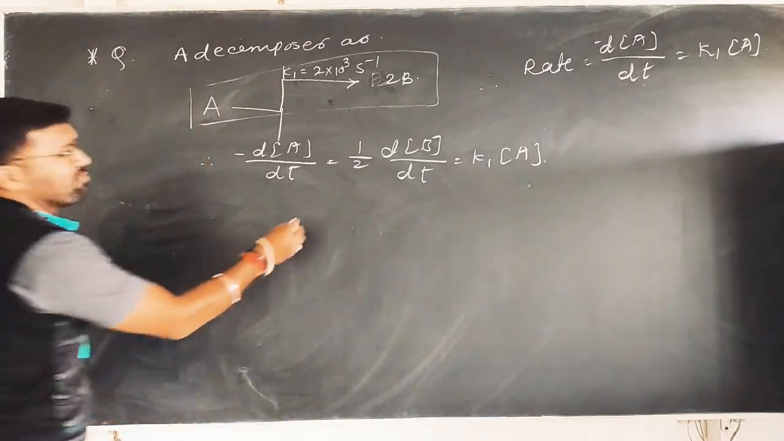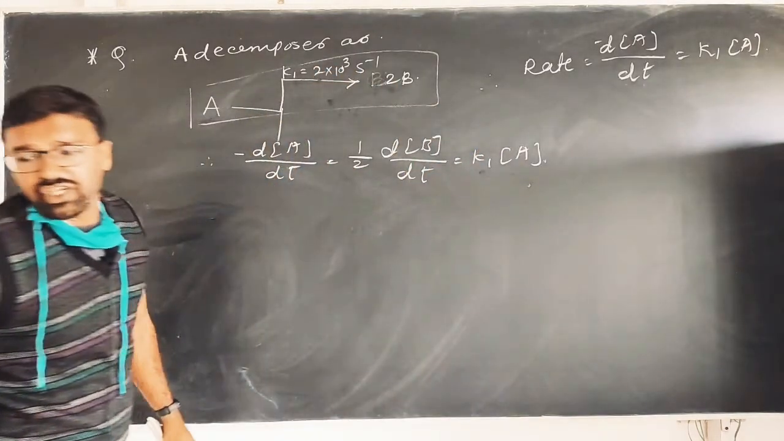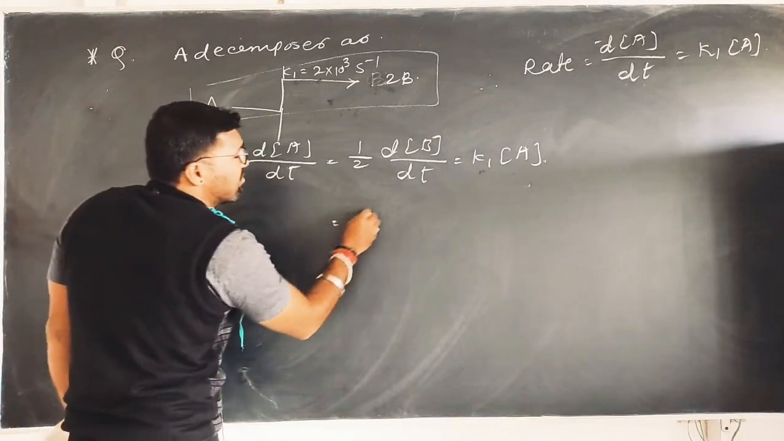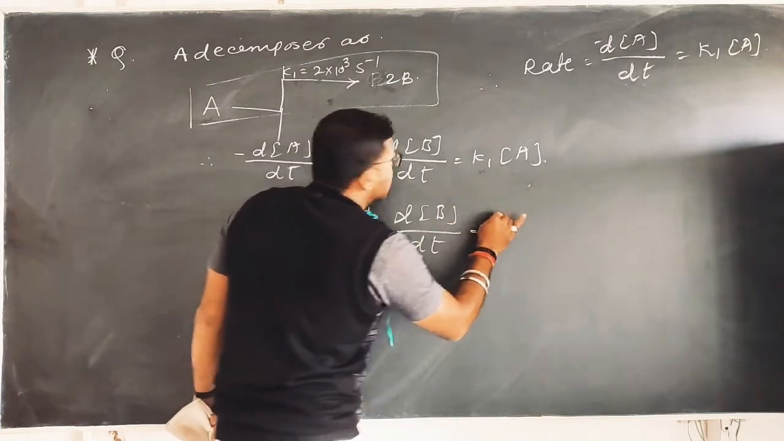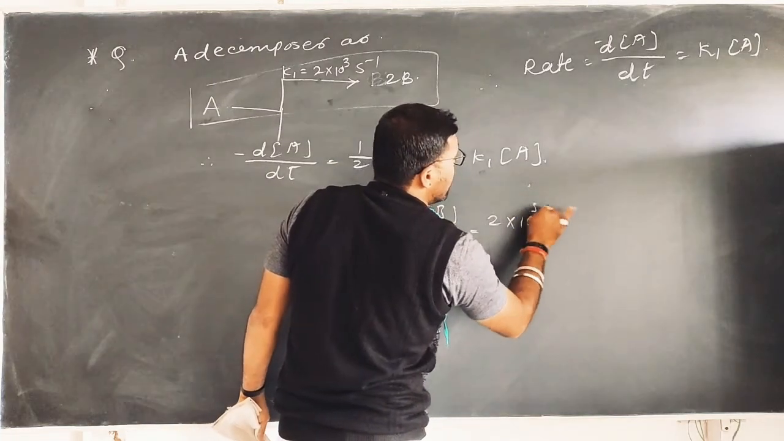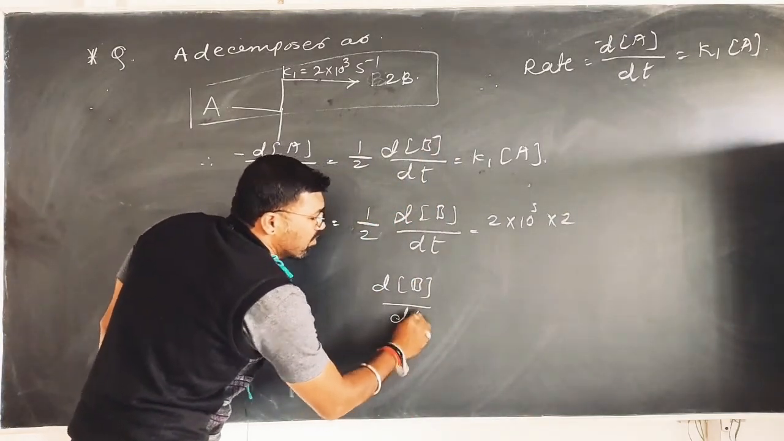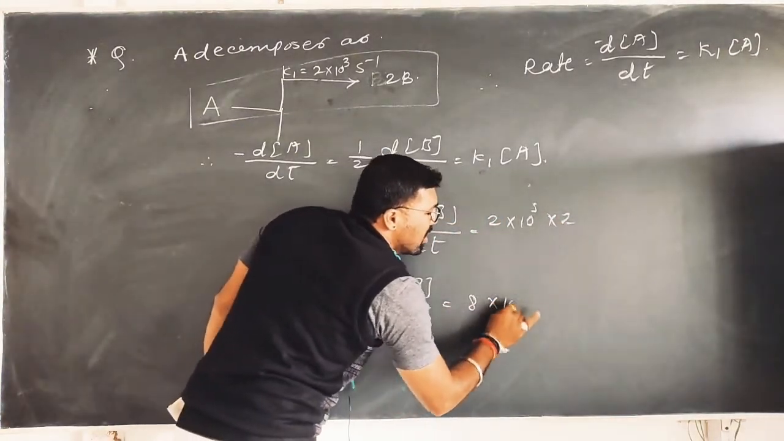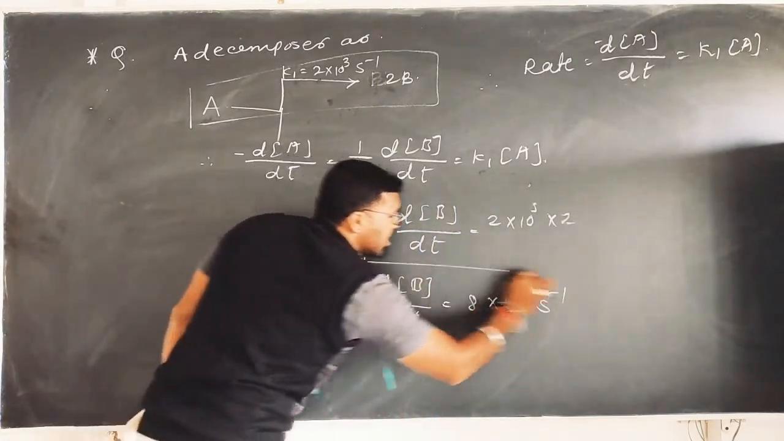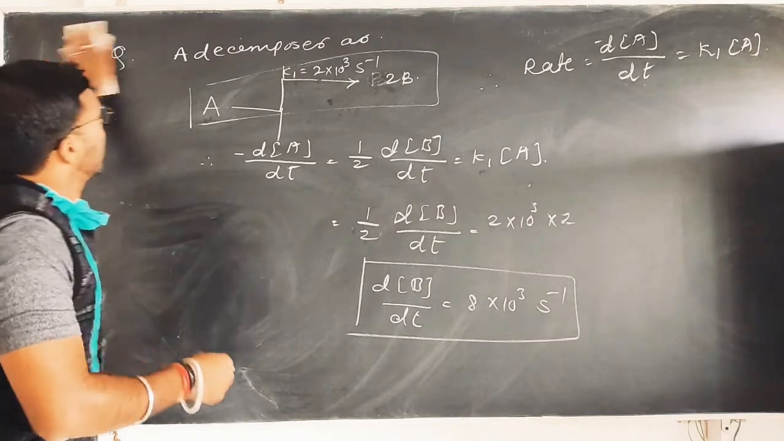All the things we have: K1 is 2 into 10 raised to 3, and the initial concentration of A is 2 mole. Therefore 1 by 2 of the rate of appearance of B is equal to K1, 2 into 10 raised to 3, into 2. Here the 2 is divided and multiplied: 2 into 4, 4 into 8, so 8 into 10 raised to 3 per second. This is the rate of appearance of B, equal to 8 into 10 raised to 3 per second. This is the answer of the first problem.